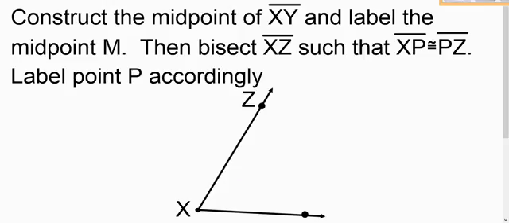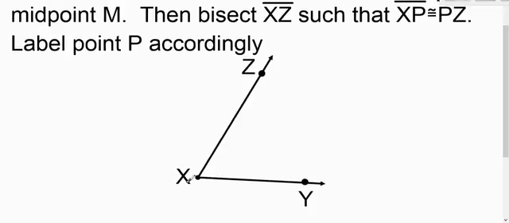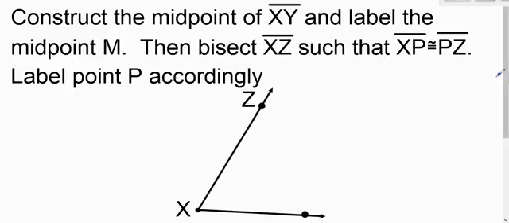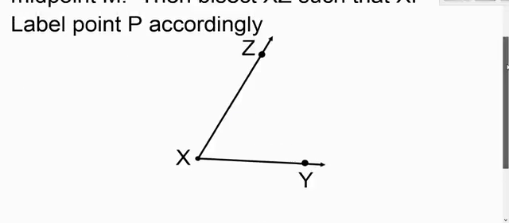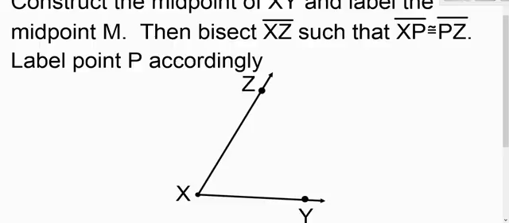This is the same thing, we're just making the midpoint, but there's just extra information. So if you're going to construct the midpoint of XY, XY is down here, and label the midpoint M, and then also bisect XZ, such that the two sides are congruent, and label that P. So we need to do two different midpoints here, of XY and XZ.